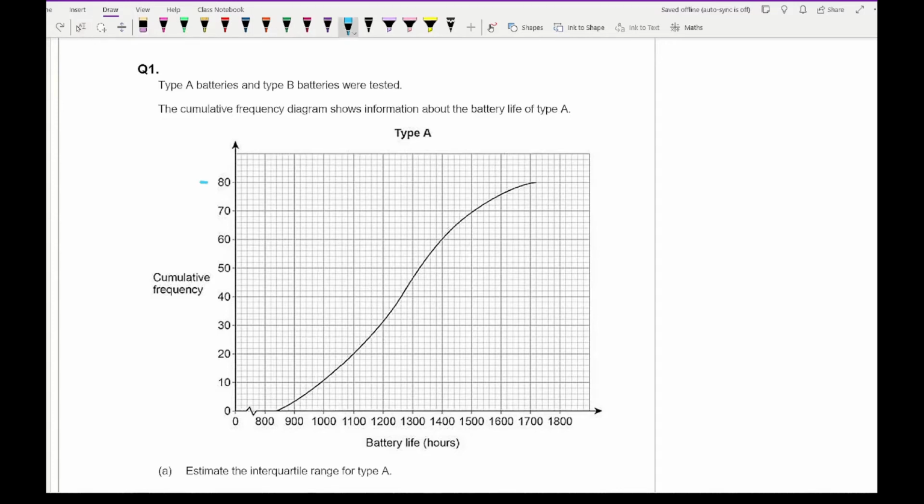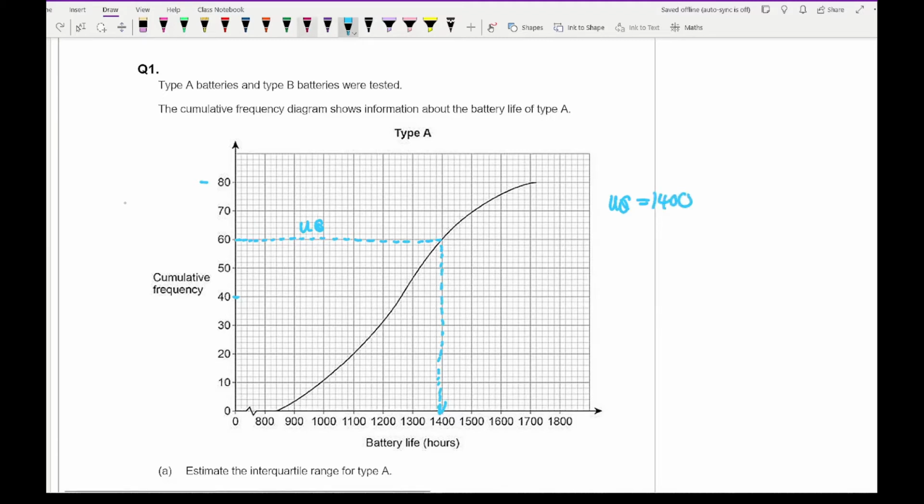Now here we can see that the maximum frequency is 80, so to find the median that's going to be halfway, which is at 40. So the interquartile range is basically the upper quartile take away the lower quartile. So you think to yourself, which is between 40 and 80? That's going to be 60. So my upper quartile is at 60 on the frequency axis, and reading across and down, and it's really important that you do mark this on your cumulative frequency diagram, is 1400.